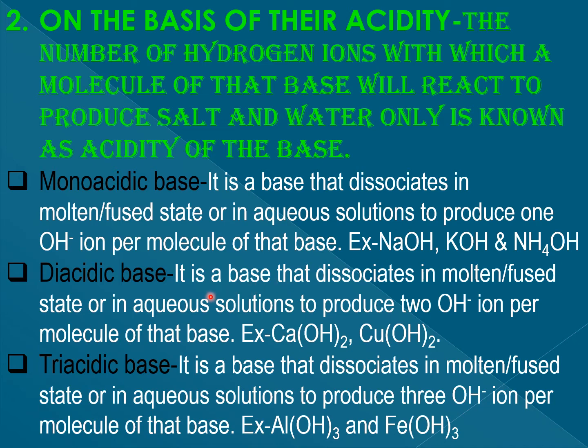In the same way, a base that dissociates in its fused or aqueous state to produce 2 OH minus ions per molecule of the base is a diacidic base, like calcium hydroxide and copper hydroxide. A base which dissociates in the fused, molten or aqueous solution state to produce 3 OH minus ions per molecule of the base is called a triacidic base, like aluminium hydroxide and ferric hydroxide.